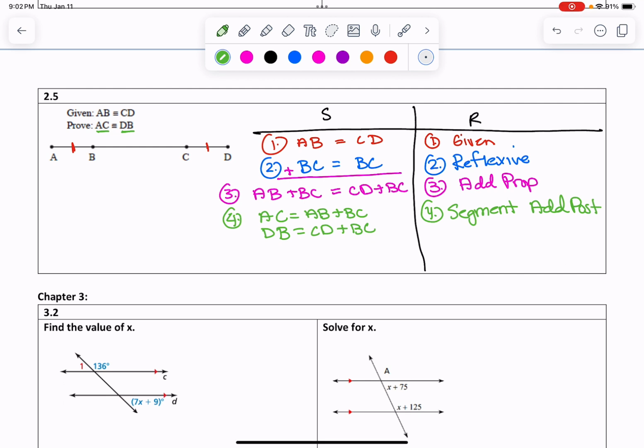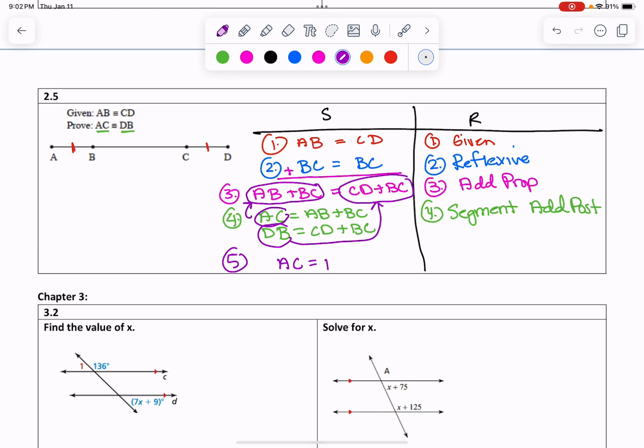And so now I just have to get AC and DB on the same line, and I can do that with substitution. I can put AC in to the beginning part of step number 3 here, and I can put DB in for his parts in the second half of step number 3. So I can replace the wholes with the parts, and by substitution, AC is equal to DB.